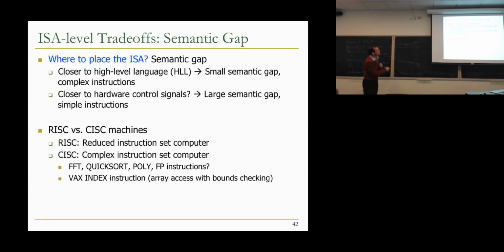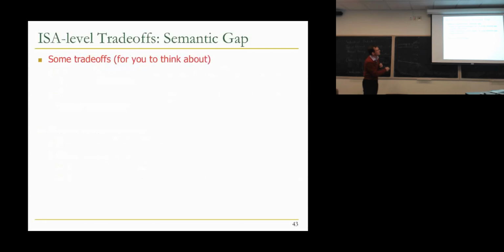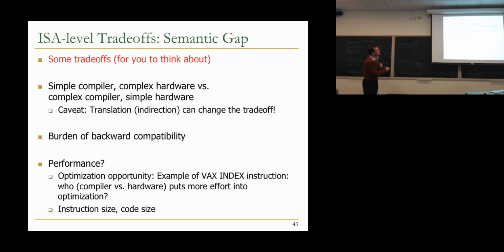OK, so what are the trade-offs? I'll leave some of this to you, but simple compiler, complex hardware, versus complex compiler, simple hardware. That's the first trade-off, right? If the ISA is here, the compiler is simple, because the distance is small. If the ISA is here, actually, the compiler doesn't exist, perhaps, right?